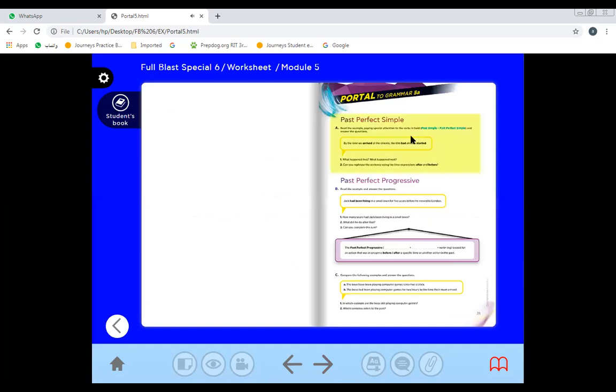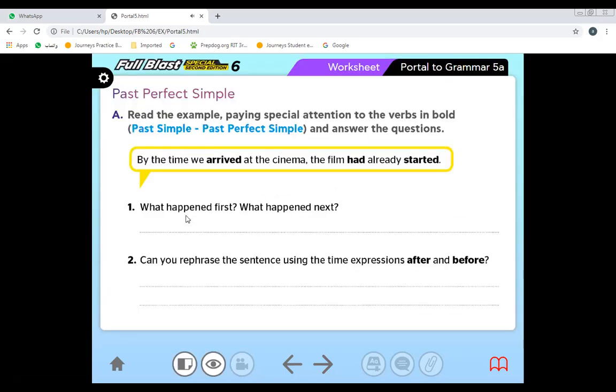Here we will have an exercise about the past perfect. Read the example, paying special attention to verbs in bold, past simple or past perfect, and answer the question. The first example that we have: by the time we arrived at the cinema, the film had already started. What happened first? What is the first action?